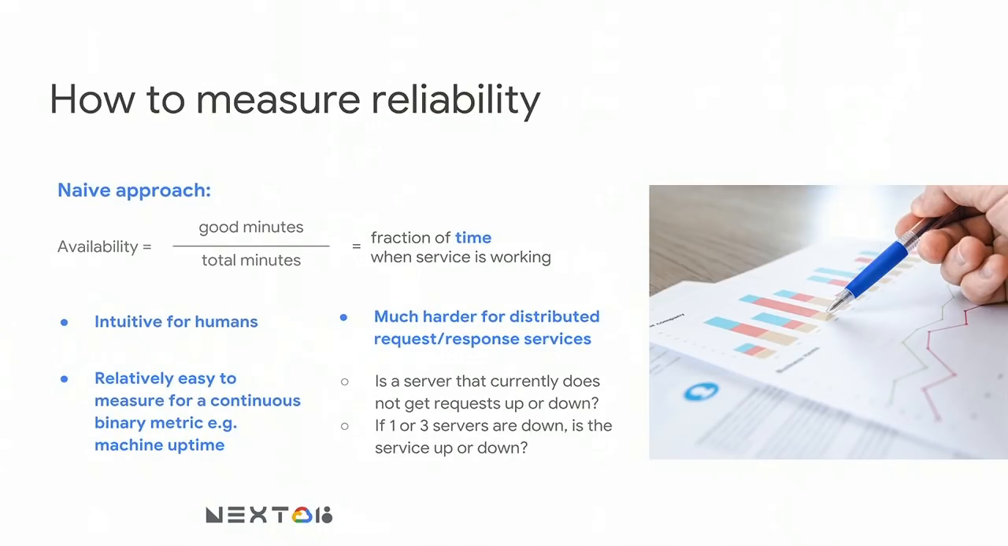So how do we measure reliability? What is this metric? There's a naive approach, which is to say, OK, well, we can figure out availability. That's the number of good minutes over the number of total minutes. And that's the amount of time a service is working. There are some advantages to this approach. It's super intuitive. And it's pretty easy to measure for a continuous binary metric like uptime. There is one major disadvantage, which is how many of us are running services that are actually up or down. It's really hard for distributed systems to make sense of this.